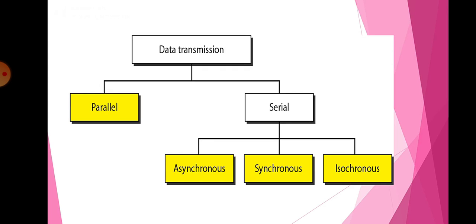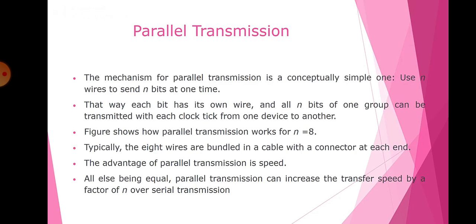The diagram shows different data transmission types or modes. The first category is parallel and the second mode is serial. Under parallel there is no subclassification, but under serial we have three different classifications: asynchronous, synchronous and isochronous serial data transmission. First we can take parallel transmission.